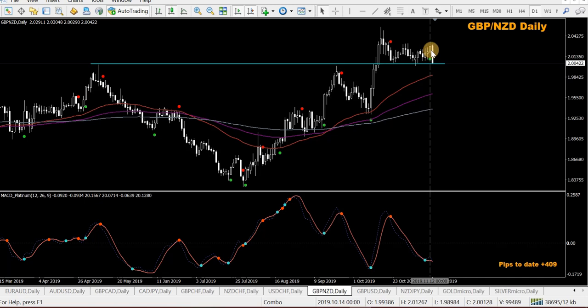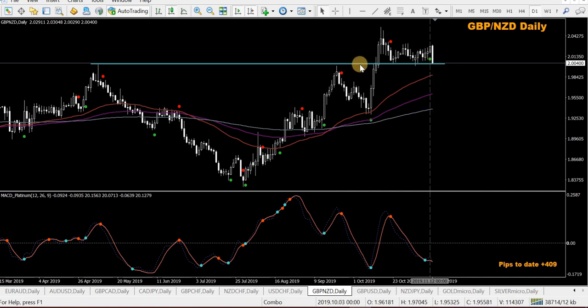Pound New Zealand, another sideways type thing. I've drawn this blue line. It's a high there, then it's broken through. Now it's proven to be a level of support. So as we all know, resistance can sometimes turn to support.